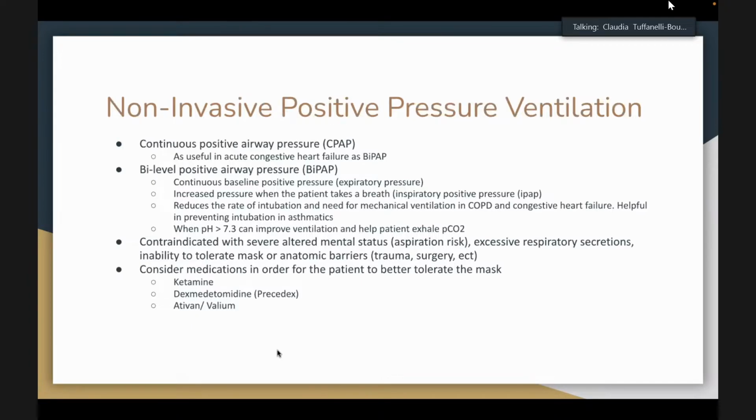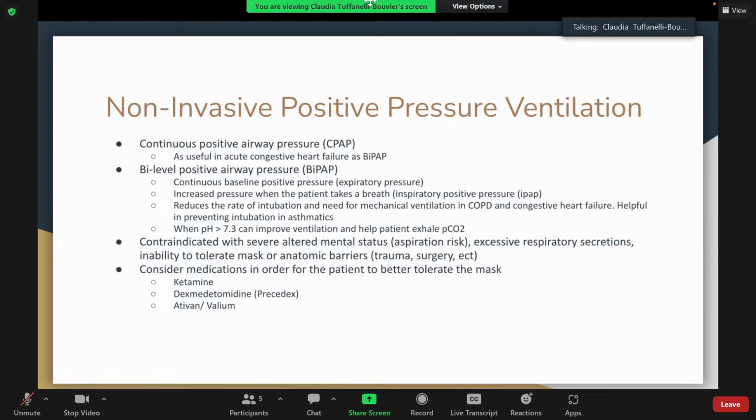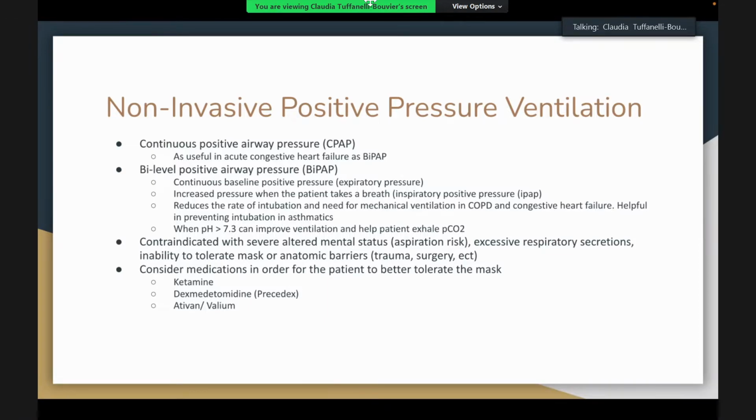From high flow, the next kind of stepwise would be some sort of non-invasive positive pressure ventilation. Two forms of that would be the continuous positive airway pressure, so CPAP. And CPAP is just kind of going to be a continuous one-time flow. This is used for a lot of people in sleep apnea, because if it's obstructive sleep apnea, sometimes that's caused from a collapse of the airway. So by giving the CPAP, you're just helping that airway expand and open up with providing continuous positive pressure.